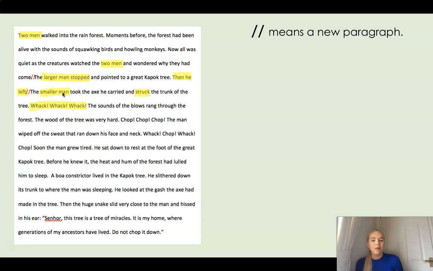The sounds of the blows rang through the forest. The wood of the tree was very hard. Chop, chop, chop. The man wiped off the sweat that ran down his face and neck.